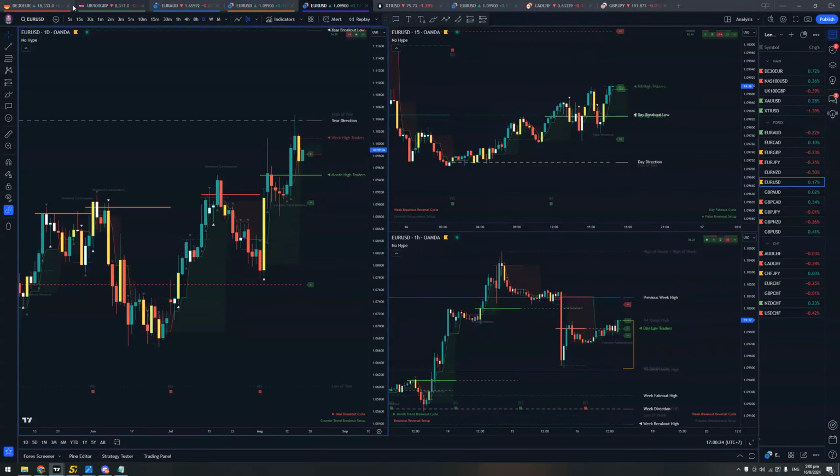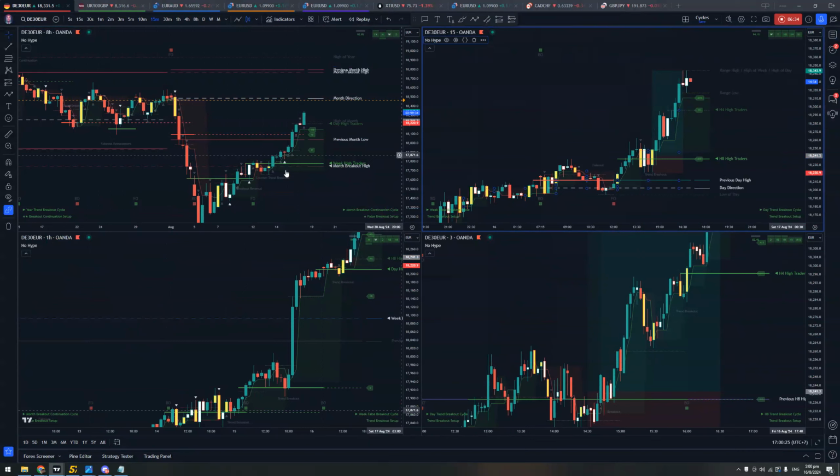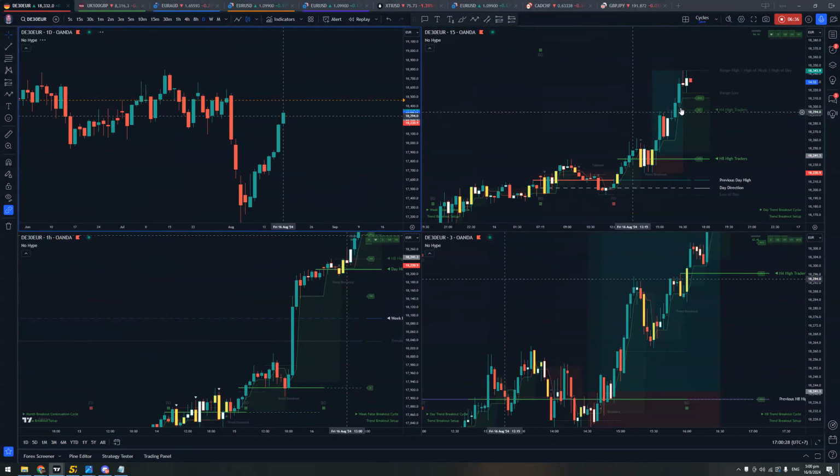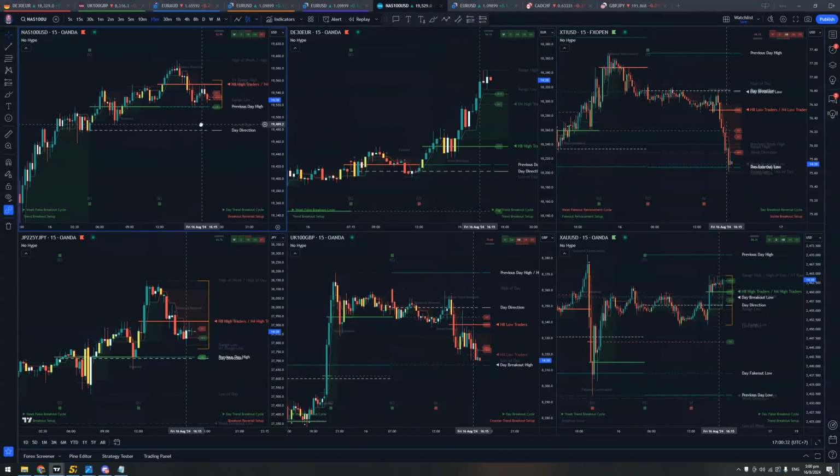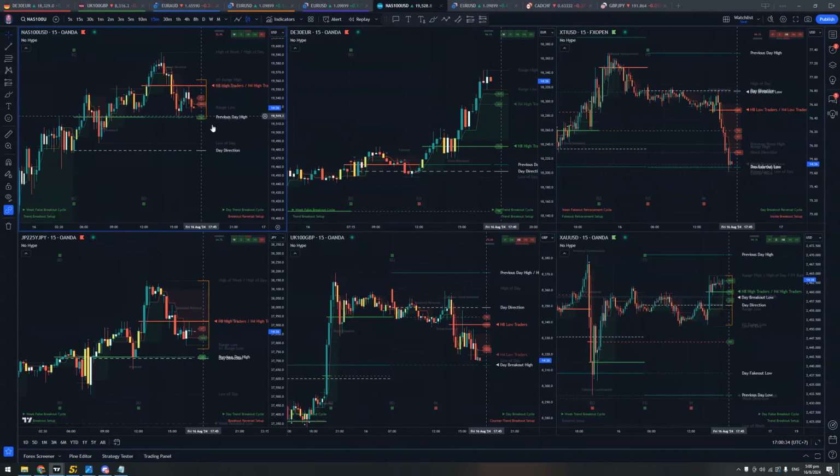So one trade in London on DE30, and now waiting for New York. Pretty sure Nas is going to give the exact same buy setup, but we shall see.